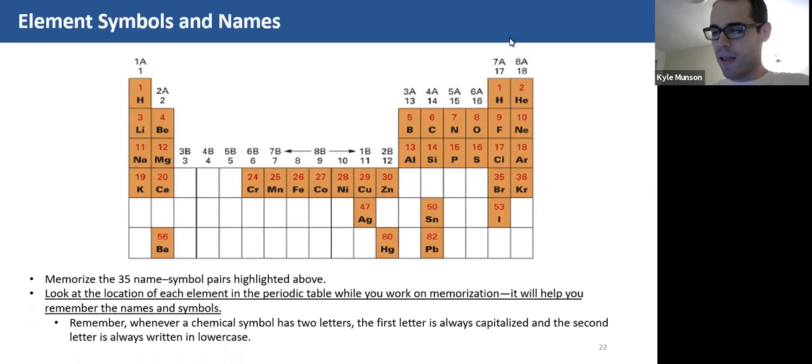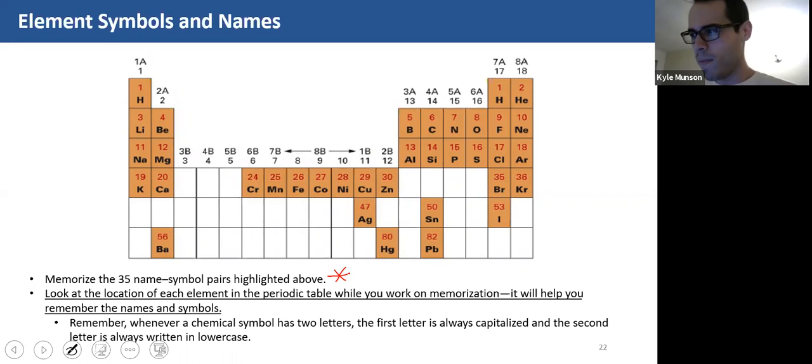because we're going to be using these a lot. Okay, you're going to be seeing a lot of these elements most likely throughout the class, so you should be familiar with them. Okay, so kind of have an idea of where they are in the periodic table, try to find them, identify them, look at their names. So look at the location, like I said, of each element in the periodic table while you work on memorizing it. It'll help you remember the names and the symbols. So it'll be quicker for you to find it.